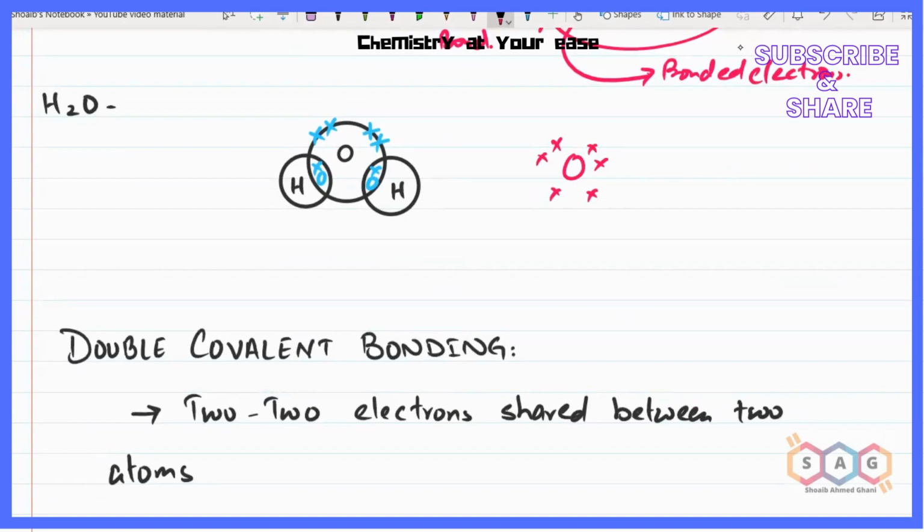The requirement of oxygen can't be completed by a single hydrogen atom. So one hydrogen is bonded here, and another hydrogen is bonded here, to complete the requirement of the oxygen atom. It forms two single covalent bonds between two hydrogen atoms and one oxygen atom. Here the single covalent bond is complete.